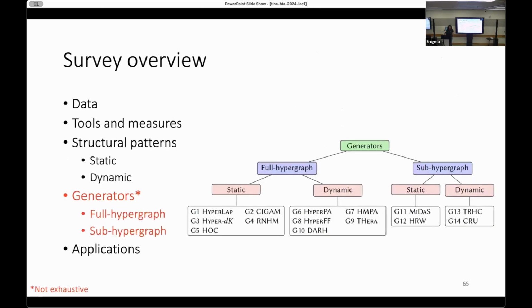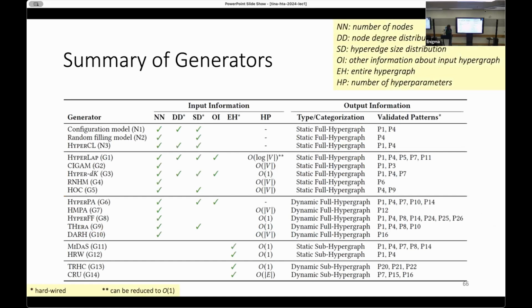So then you can look at the generators that are out there. These generators want to generate hypergraphs that are faithful to real world hypergraphs. And so we broke it down into the ones that actually generate a full hypergraph and the ones that generate a sub-hypergraph. And so we have this table of, if you pick one of these, which properties of a real world network do they preserve?